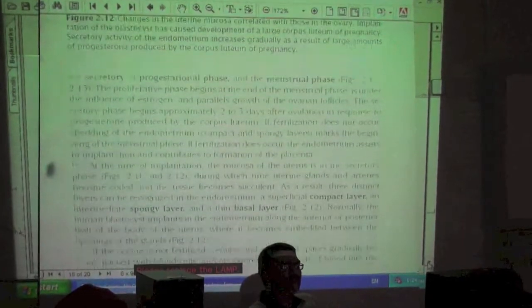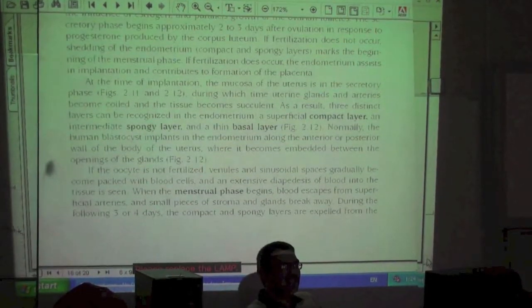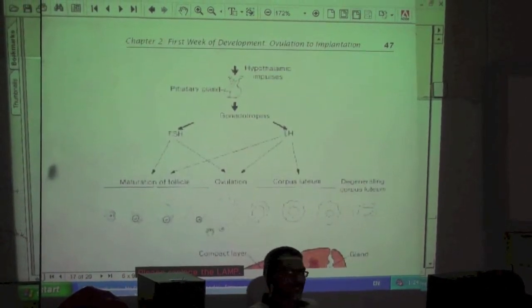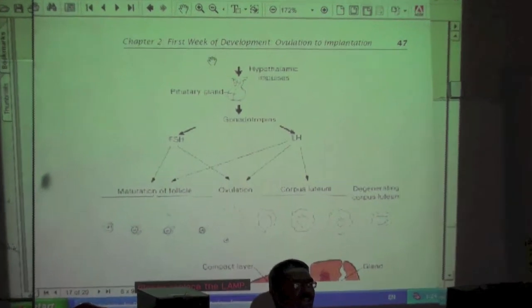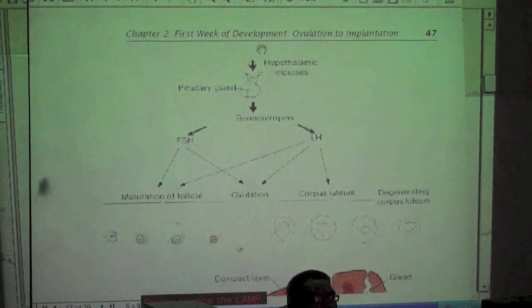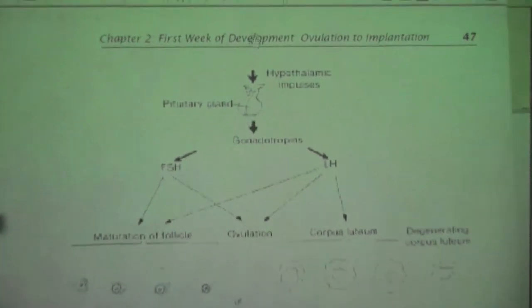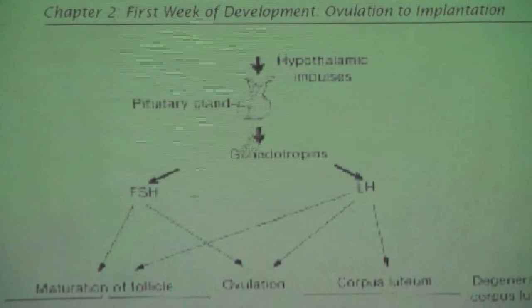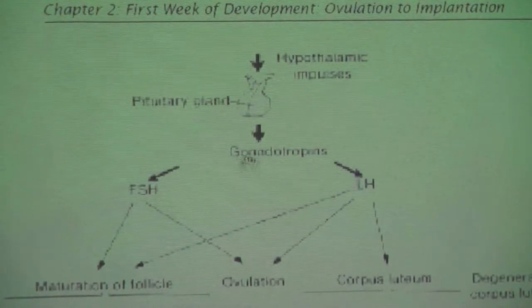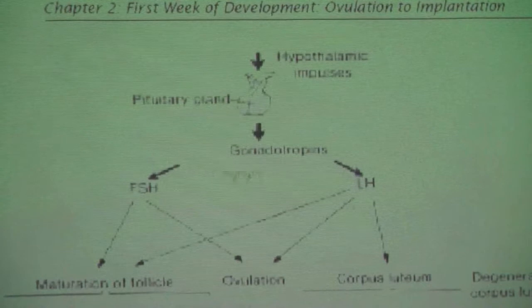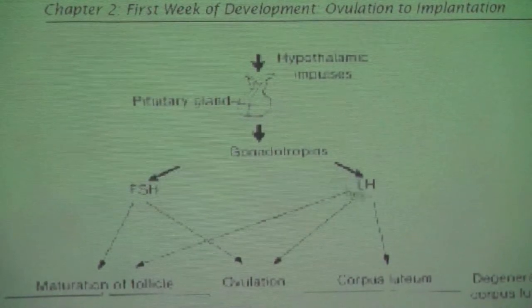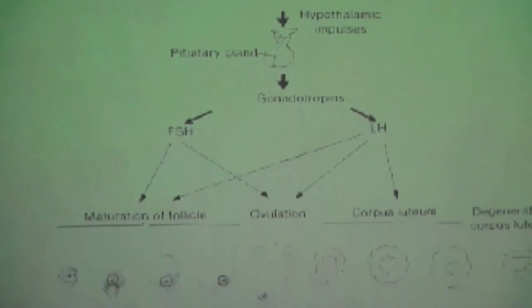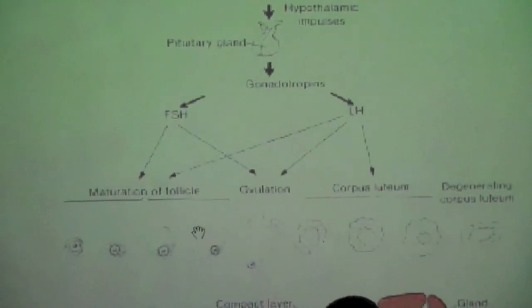So what happens? I think we have a picture here. You can just think of this: we have the pituitary gland and the hypothalamus. From the hypothalamus, hormones come onto the pituitary gland, and from the pituitary gland gonadotrophin is released. We have two gonadotrophins, follicle stimulating hormone and luteinizing hormone. Follicle stimulating hormone comes on the follicle and causes maturation of the follicle.